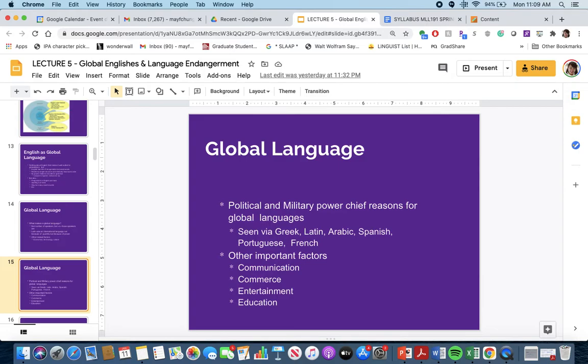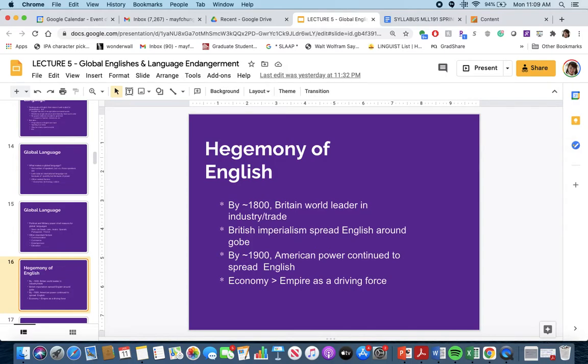So look at the kinds of media that you consume and the kinds of lessons that you consume. Why are you learning in one particular language and not other languages? A lot of people use the term hegemony of English, and hegemony just means that you have an overarching worldwide power, right?